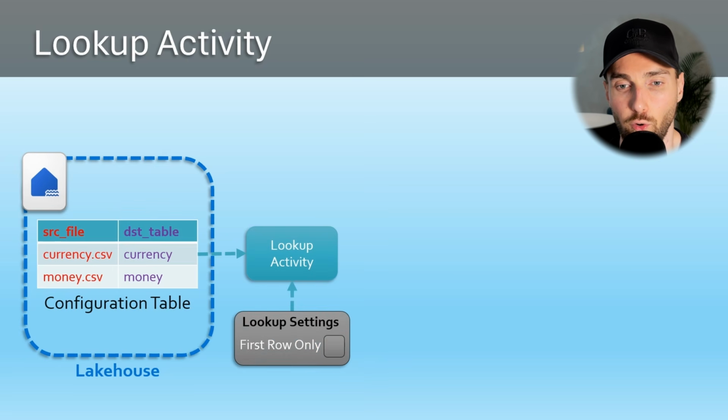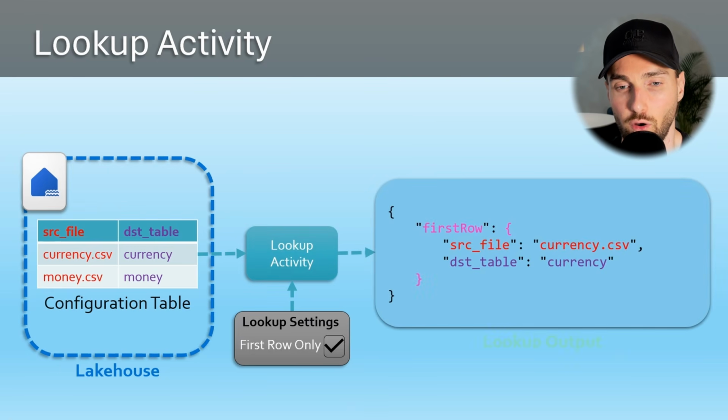Let's configure our lookup activity to only retrieve the first row. When our lookup activity runs, our output will be the first row of this table, meaning we only get the source file and destination table of the first row, currency.csv and currency. These two values are wrapped in an object called first row.